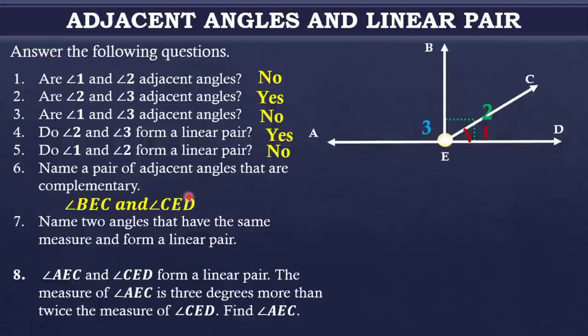Next, name two angles that have the same measure and form a linear pair. So, alin dito yung dalawang angles na may parehong measure at the same time linear pair? Pag sinabi kasi nating linear pair tas same measure, automatic ibig sabihin 90-90 dapat yun. So, we have angle BEA kasi this is 90 and angle BED. This is also 90. So, linear pair sila at the same time, they have the same measure.